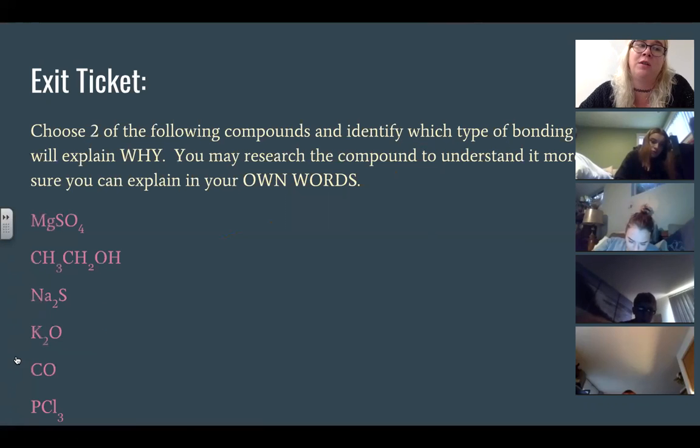Now, some of them are super easy, like carbon monoxide, you can probably figure out pretty easily. K2O, you could probably figure out. Na2S, you could probably figure out. And then some of them are a little harder. So try to choose at least one that will challenge you.